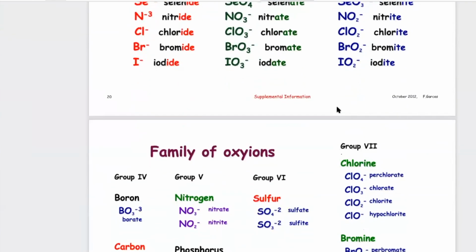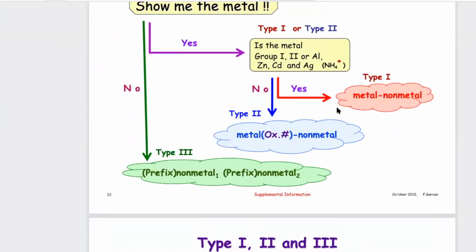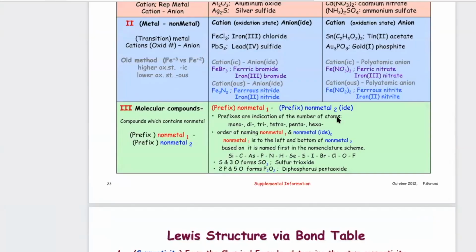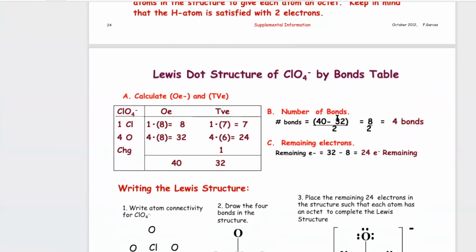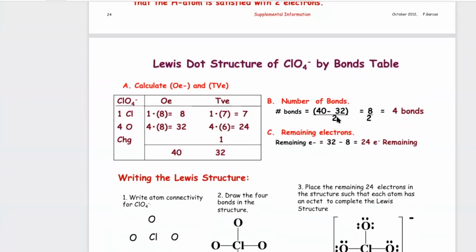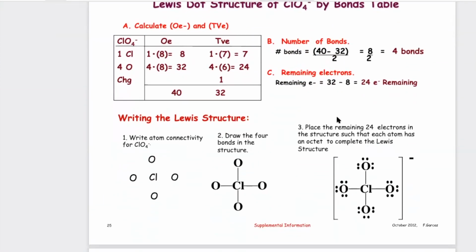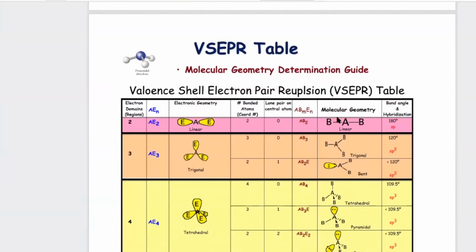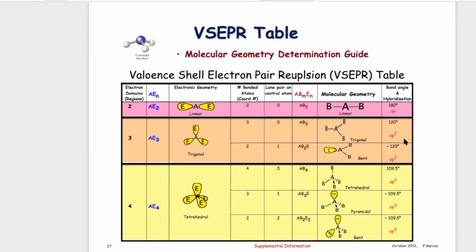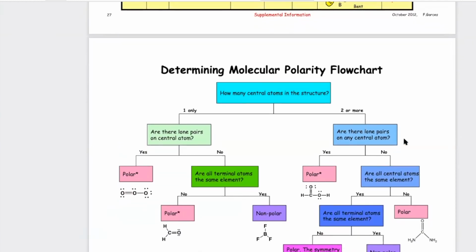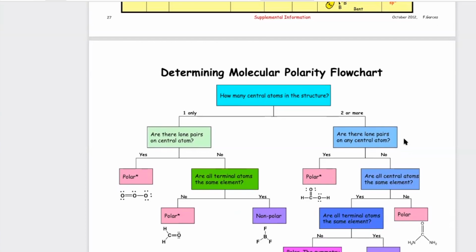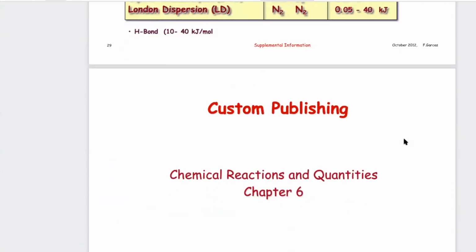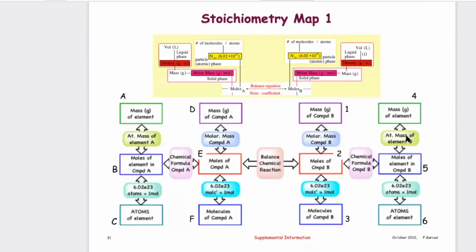So there is a list there. And then these are the rules for naming. And this right here shows you how to create a bond table to do the Lewis structure. Once you have the Lewis structure, this shows you how to get the electronic geometry, the molecular geometry, and the bond angles. And this tells you whether the chemical is polar or non-polar. And this is the stoichiometry map.